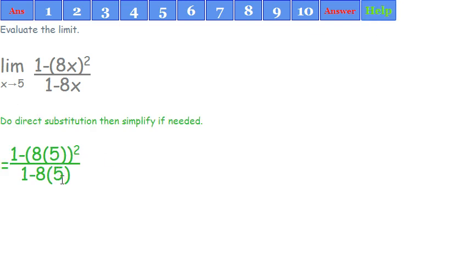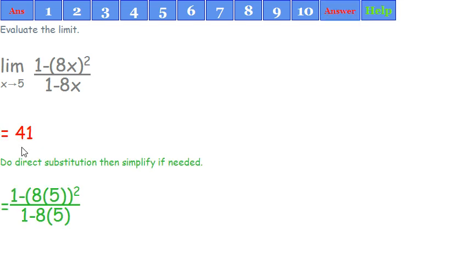As you can see here, I just plugged 5 directly in, and of course we don't get 0 over 0, which means we're going to get some number, which is 41.